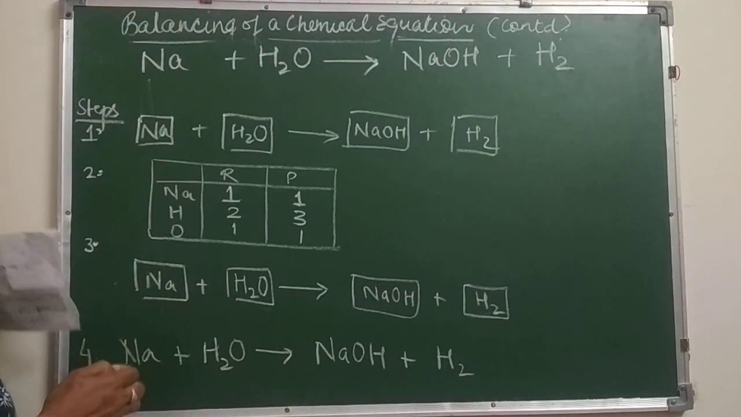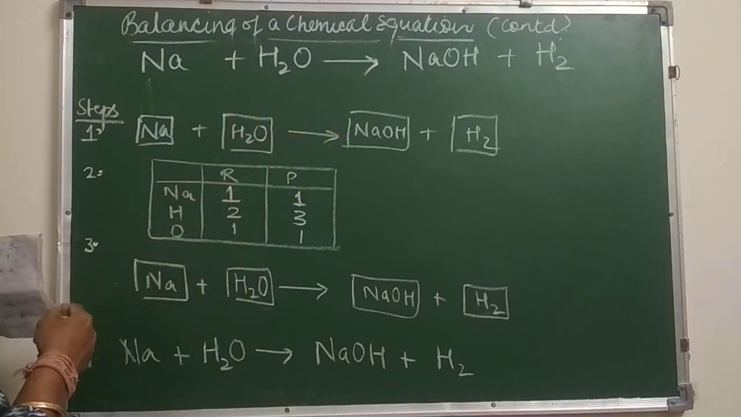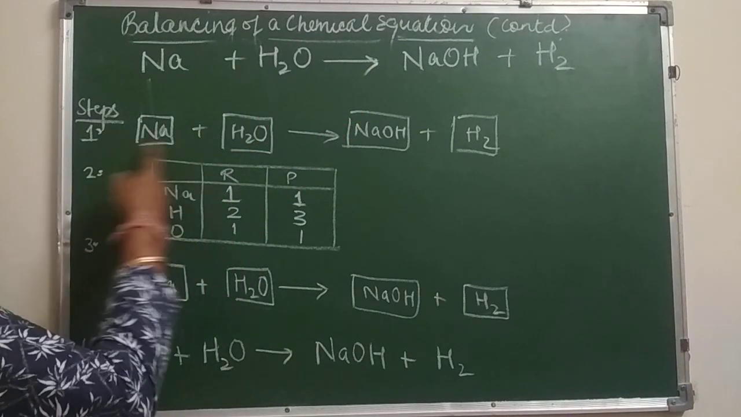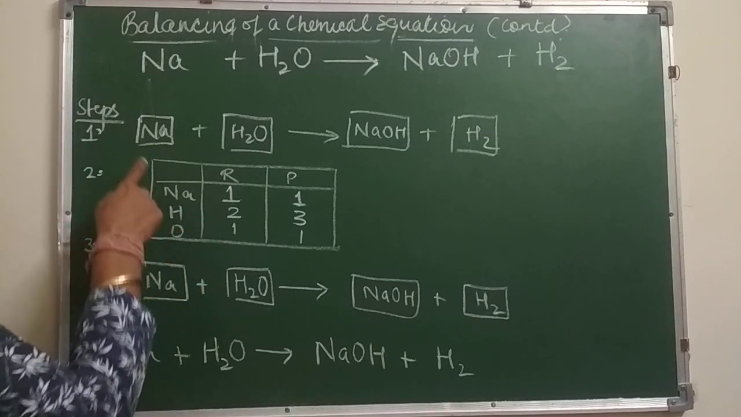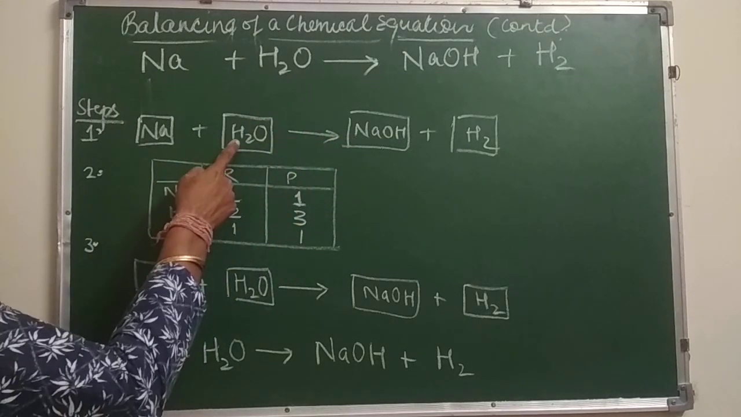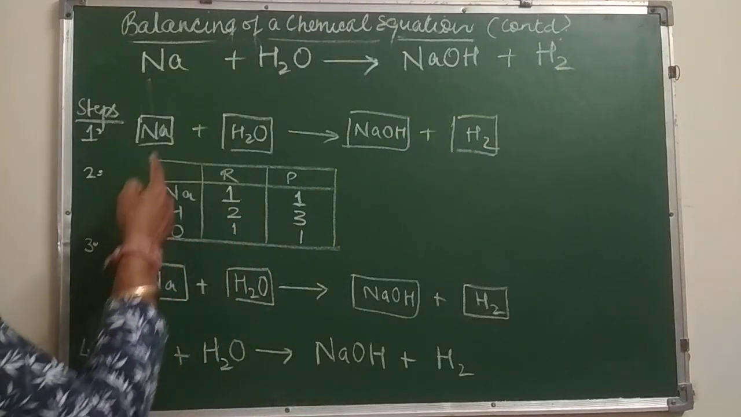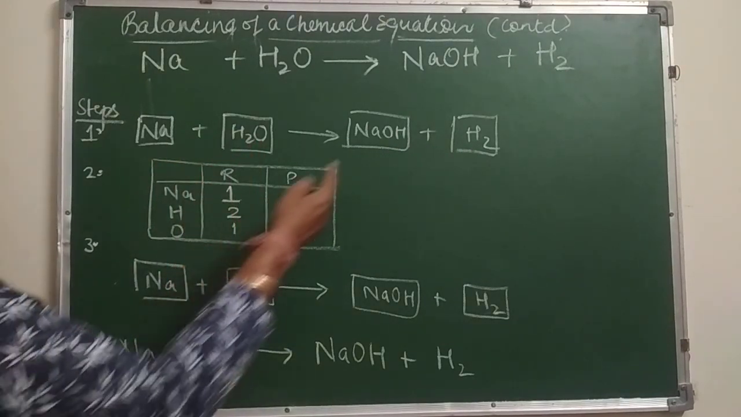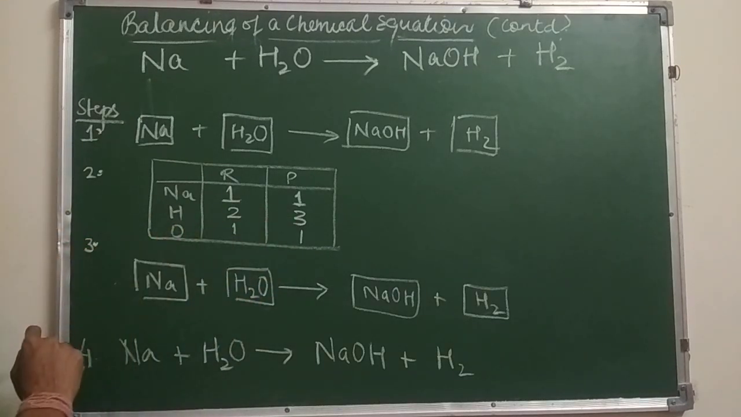The next example, sodium plus water gives sodium hydroxide and hydrogen. So the first step is done. The second step is also done. You can see the sodium, one atom on the left hand side, one on the right hand side, hydrogen 2 on the left hand side, hydrogen 1 plus 2 is 3 on the right hand side, oxygen 1 on the left hand side, and oxygen is also 1 on the right hand side. So hydrogen part is not balanced.